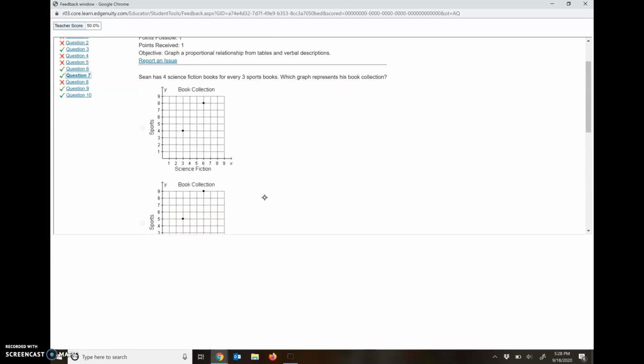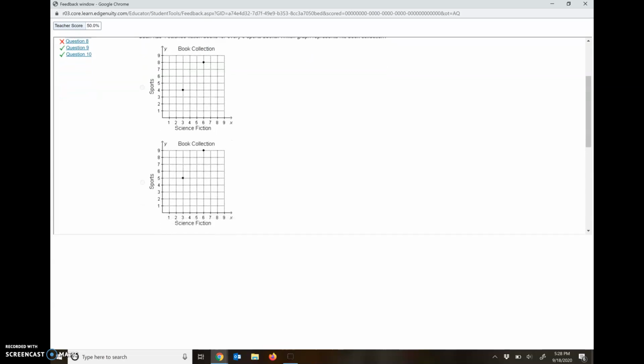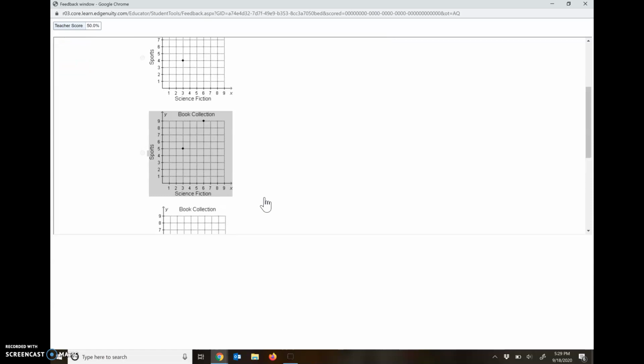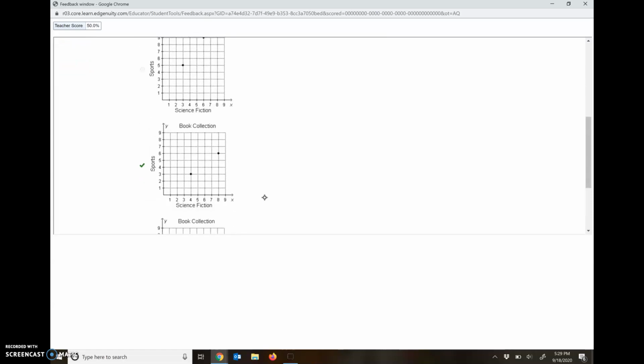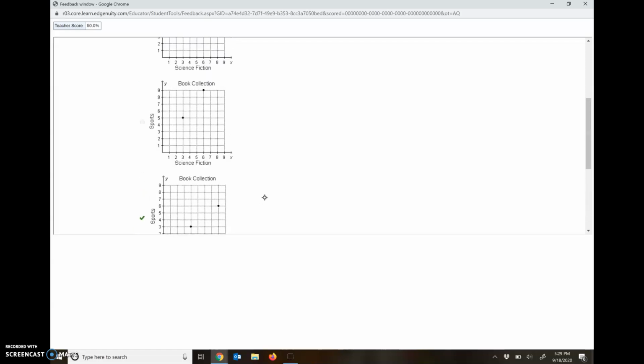Okay, Sean has 4 science fiction books for every 3 sports books. Which one represents that? So we're looking for 3 sports books. Oh, that one's 4 sports books. 3 sports books. Oh, that one's 5 sports books. 3 sports books. Oh, that has a dot for every 4 science fiction books. So that one works. And just to prove, this last one doesn't work. There's not a 3 on the sports books.